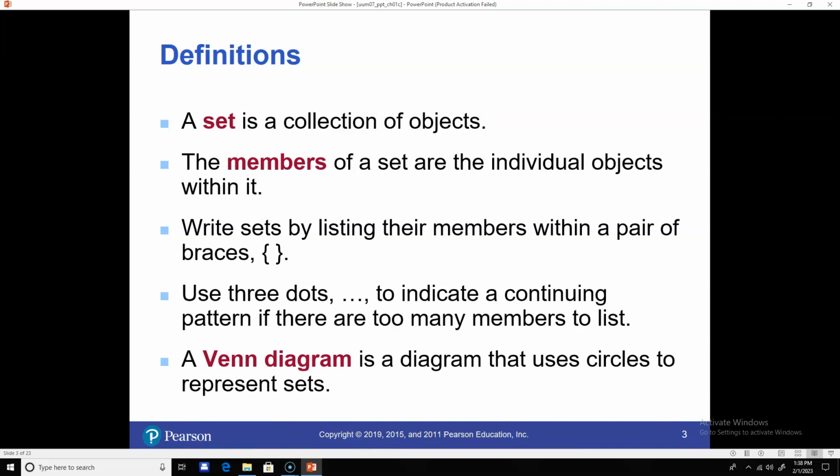And then the Venn diagram, we'll look at some examples, but basically it's just a pictorial representation of the sets using circles and then a big square or rectangle to represent the universe of objects involved.